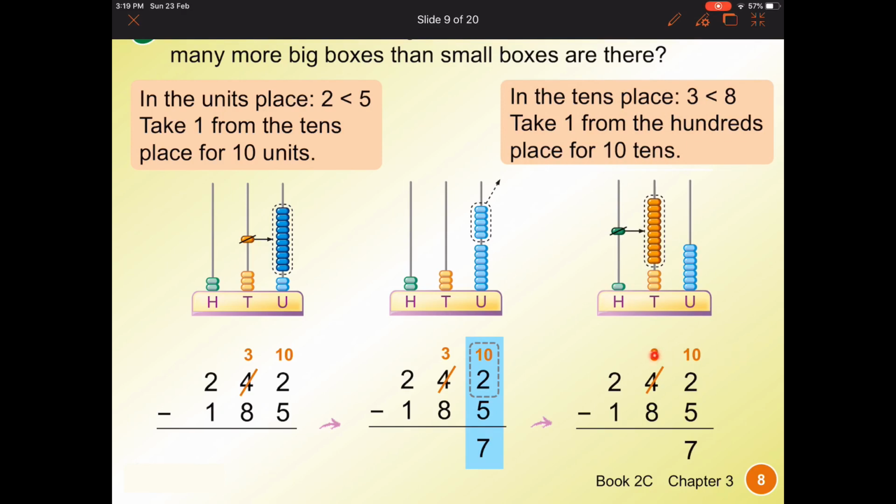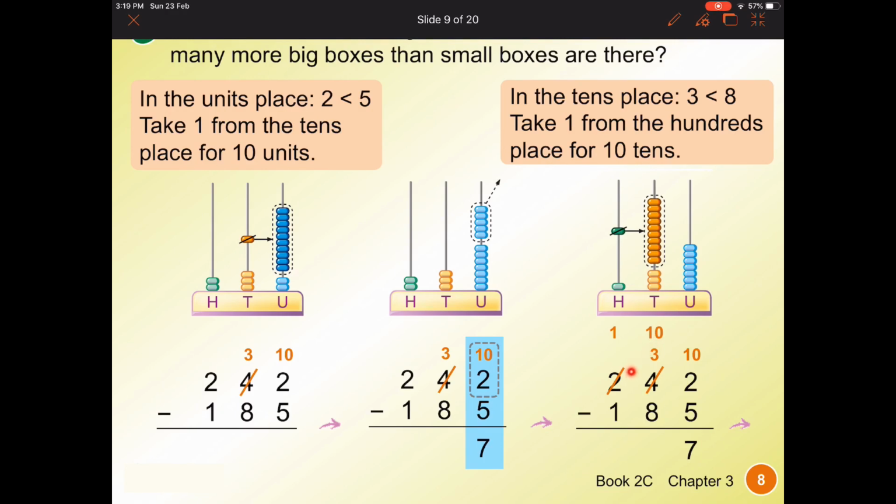Now we can look at the tens place. For the number on top in the tens place, we are only left with a digit 3. We no longer have the digit 4. So 3 is smaller than 8. So we'll have to take 1 from the hundreds place for 10 tens.